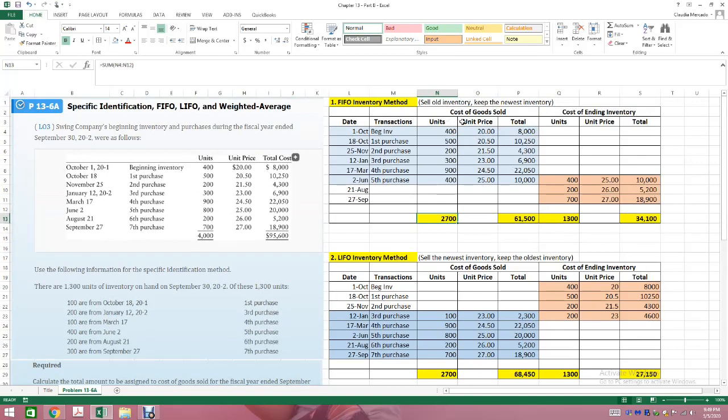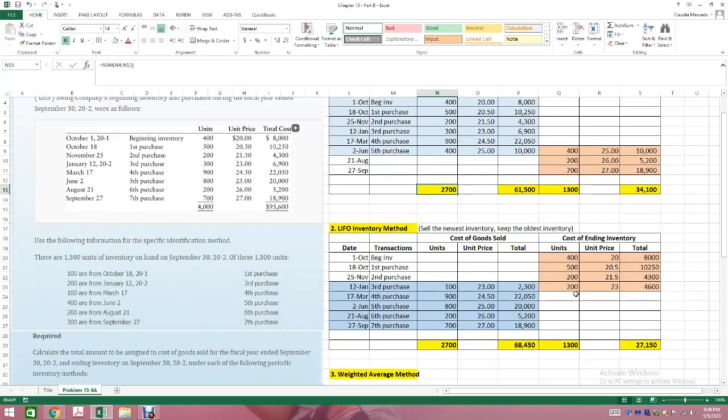So it's very important that you are able to identify from the list provided, using your knowledge from what you've read, whether you're going to keep the old or keep the new. Under FIFO, you sell the old inventory, the oldest ones you've got, and you keep the newest ones you've got. Under LIFO, you sell the newest inventory, and you keep the oldest.